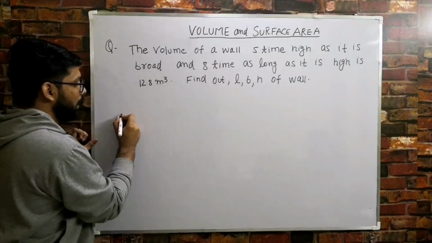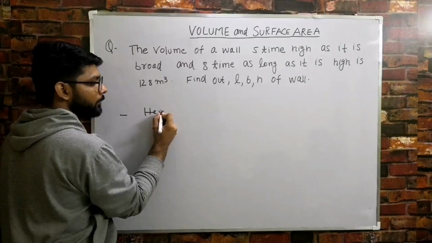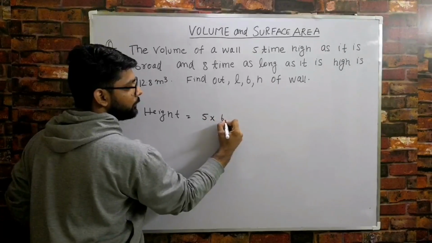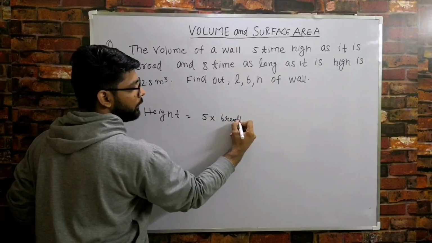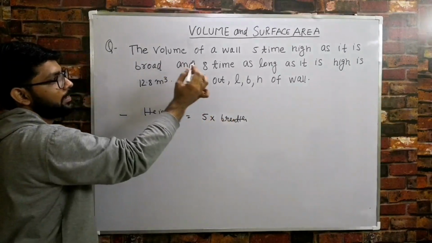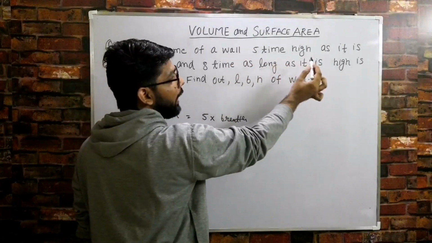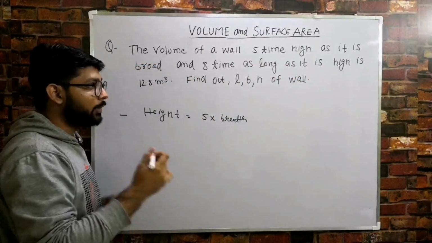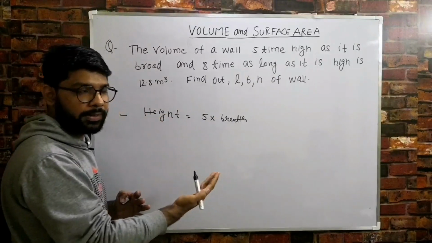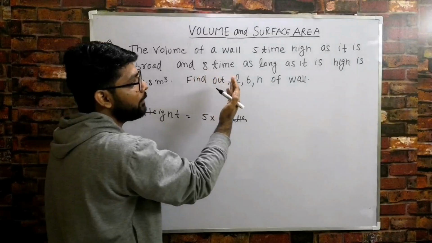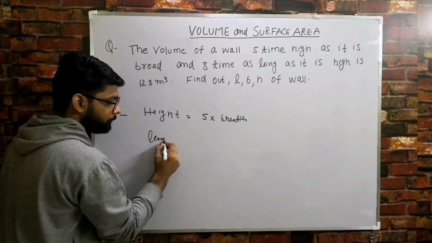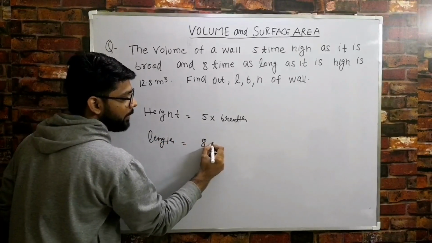height is equal to 5 times its breadth. Jitna wall ka height hai, wo 5 times uski breadth hai. As it's saying, the wall is 5 times high as it is broad, means the height of the wall is 5 times its breadth. Now come to the next: 8 times as long as it is high, and the length is equal to 8 times its height.